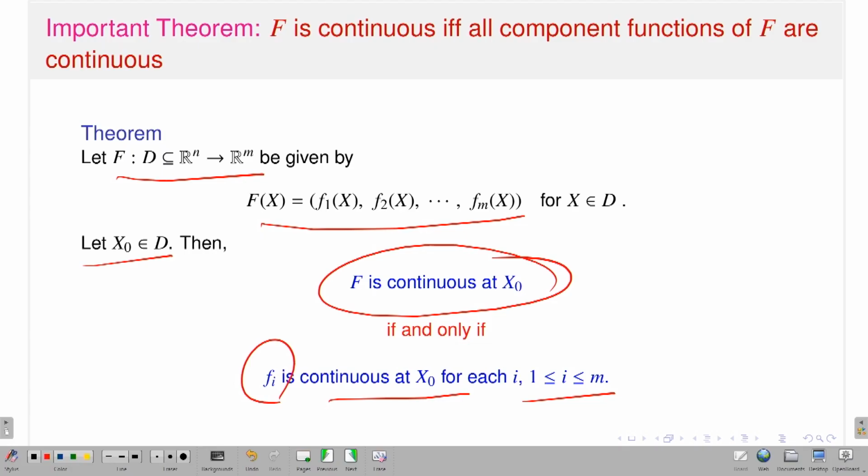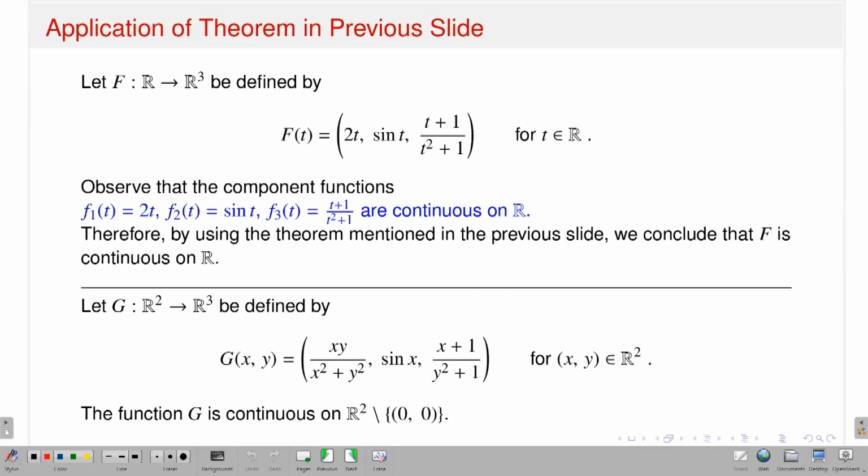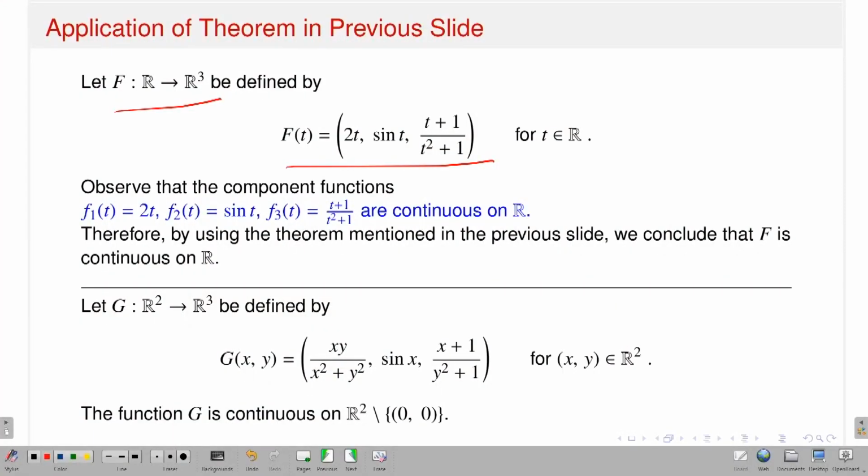Again, to check the continuity of several variable functions, one can use this theorem very much. Okay. So, example applications of my last theorem. Define a function, say F from R to R3. Since it is taking values in R3, it will have 3 components. This is the definition of my function. If I have a function from Rn to Rm, you know how to write the component functions by taking the corresponding inner product with e1, e2, up to em. That is how you can immediately conclude what the component functions are.